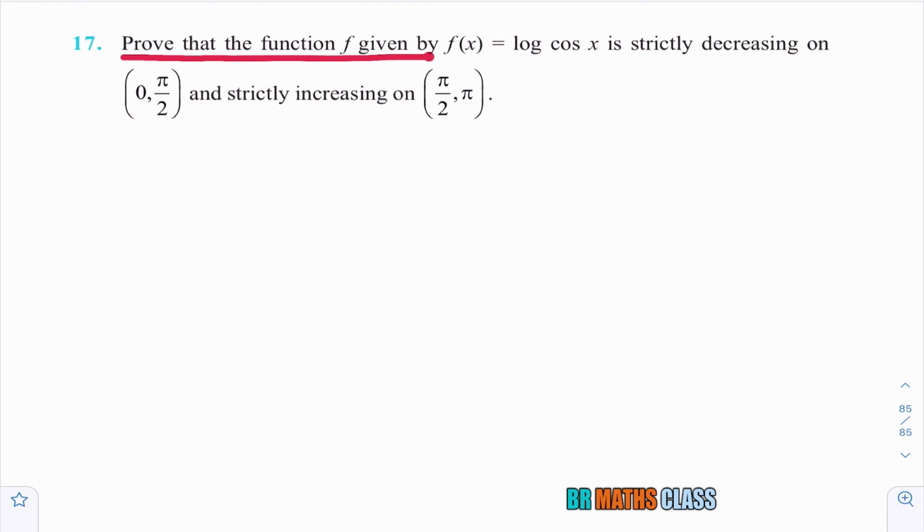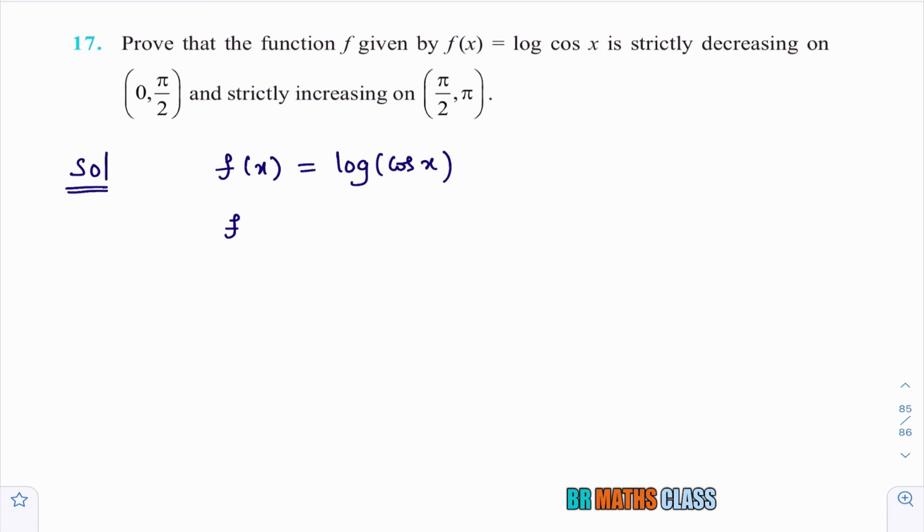Prove that the function given by f of x equal to log of cos x is strictly increasing, strictly decreasing. So what I'll do, first I'll take the given function and I'll calculate its derivative. Given function f of x is log of cos x. Differentiate it, f dash of x.